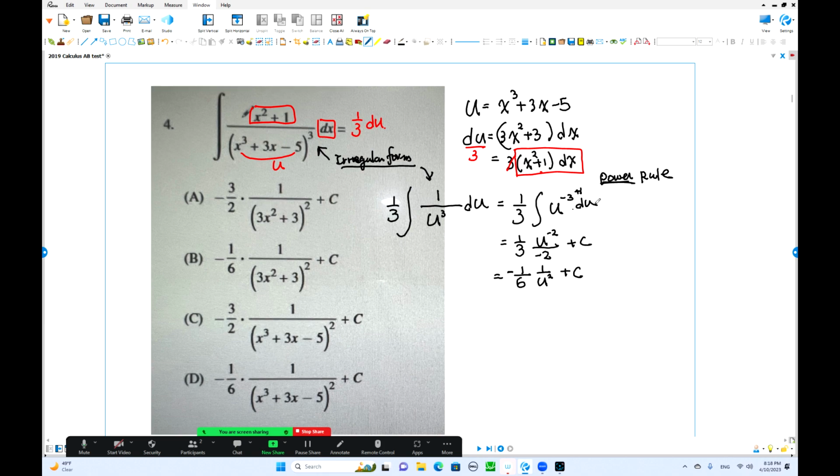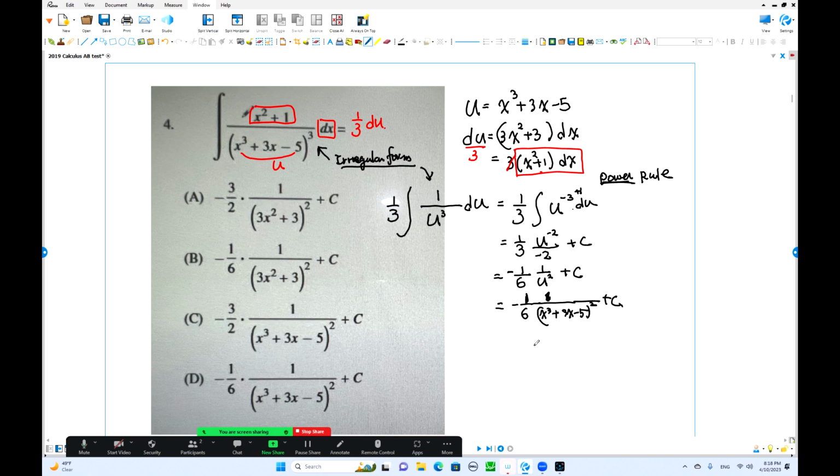Now replace u with x squared plus 1. Negative 1 over 6, 1 over. You don't need the 2, 1 there, just 1 is enough. And x cubed, u is x cubed plus 3x minus 5 squared, plus c. Okay?